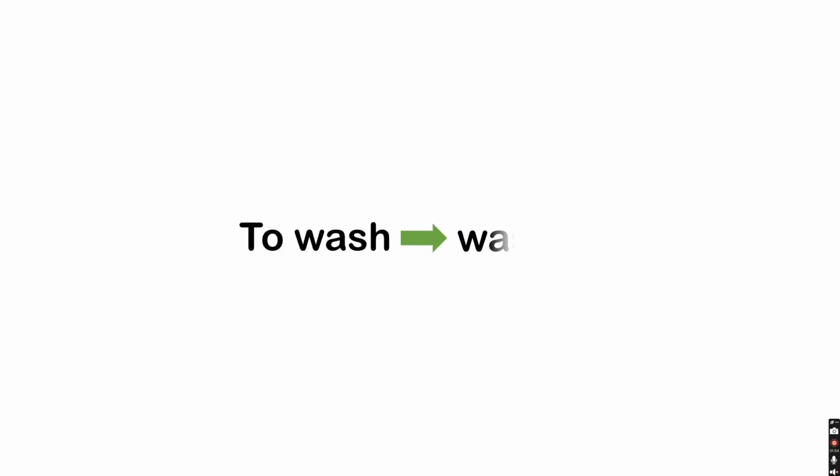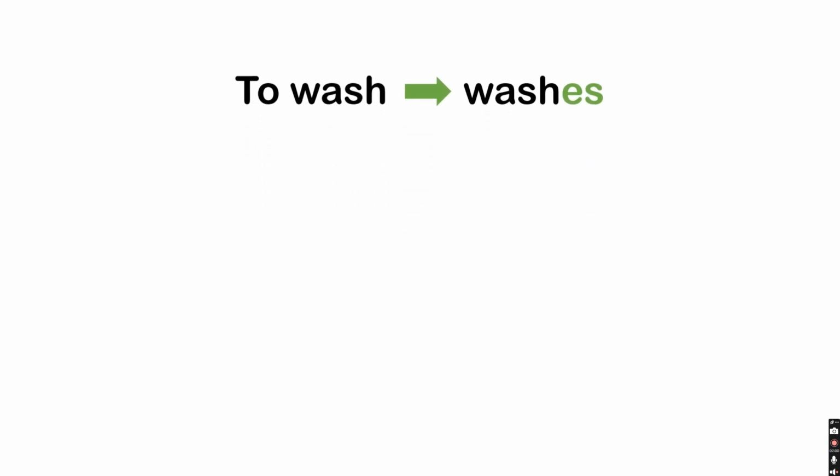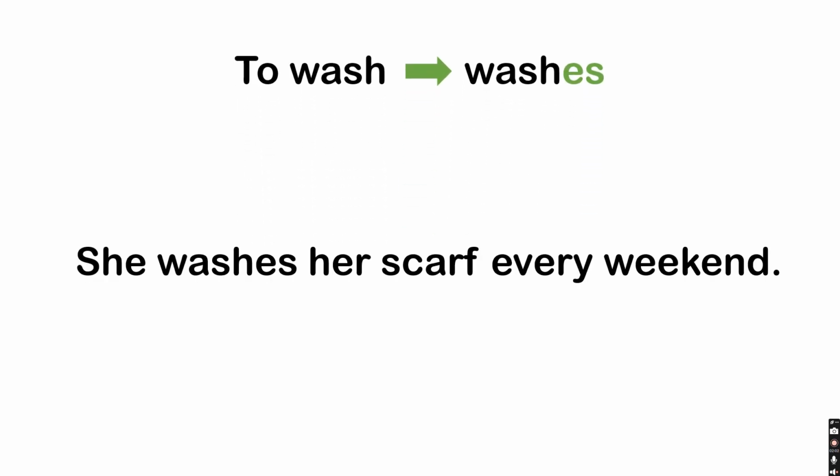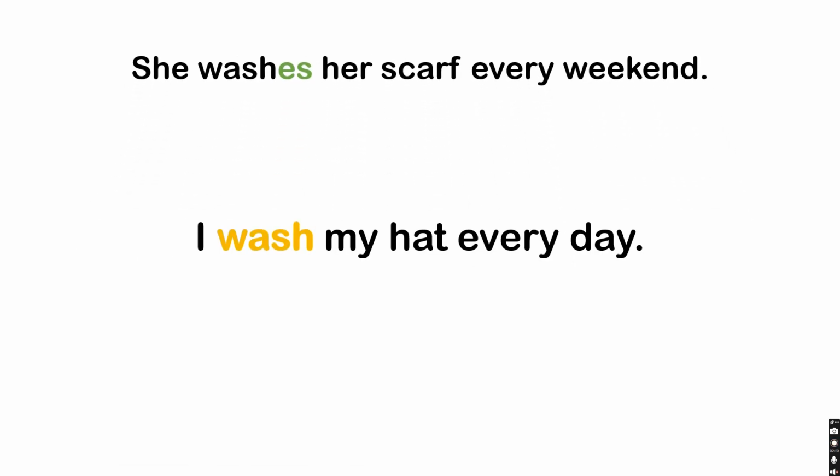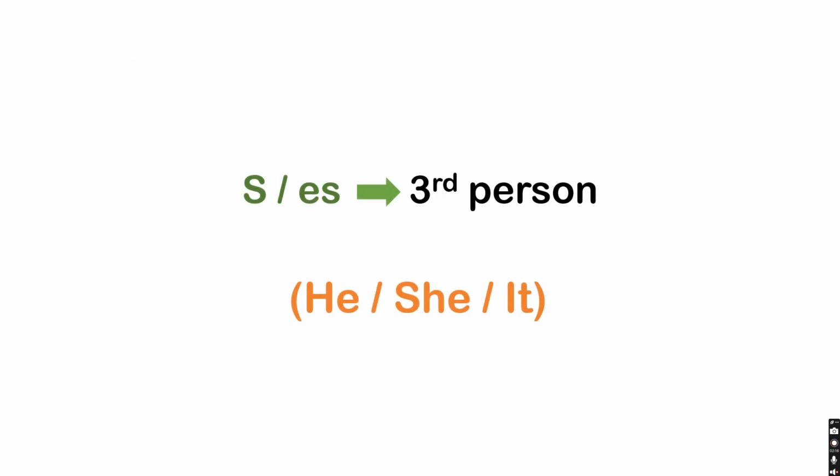Wash and washes. She washes her scarf every weekend. But I wash my hat every day. Remember, we add s or es only in the third person, meaning he, she, it. Now, if everything is clear, let's see the present simple forms for both questions and negations. Because yes, we have schemes for these two also.